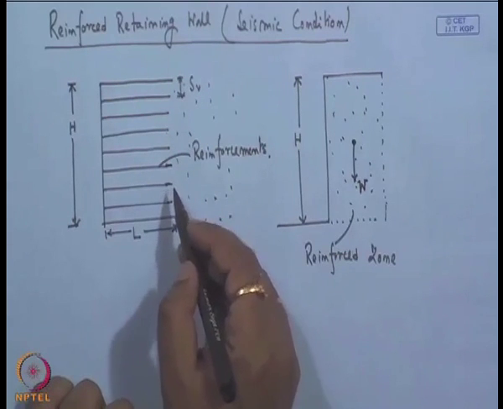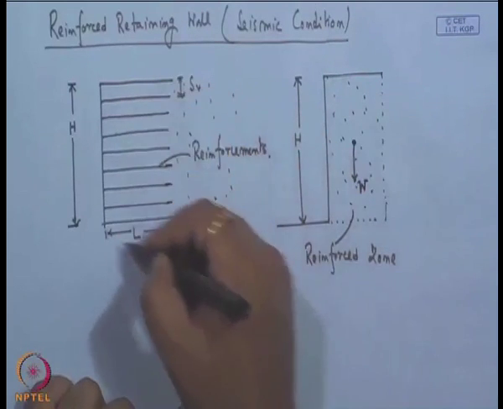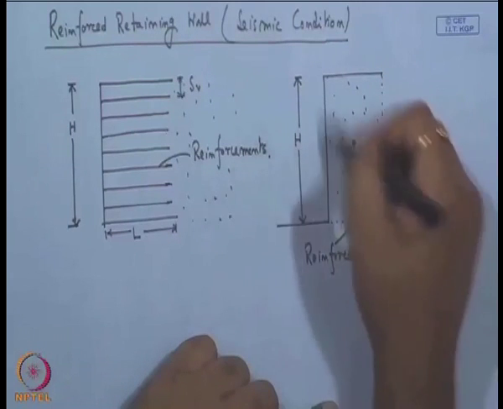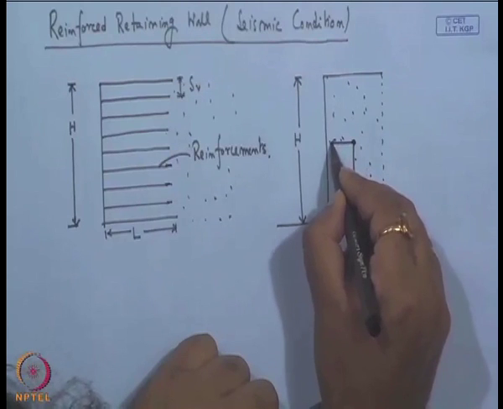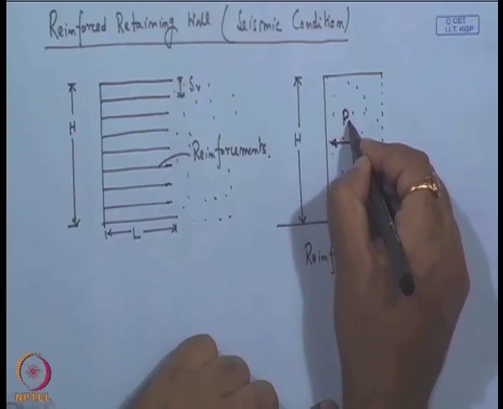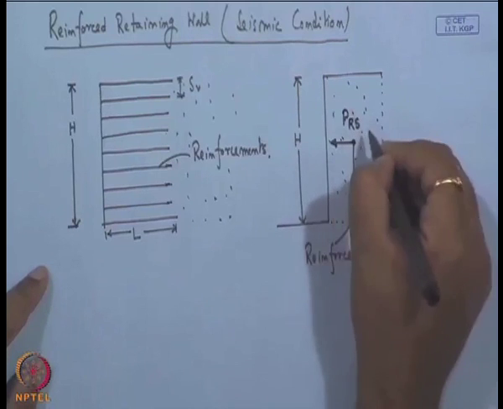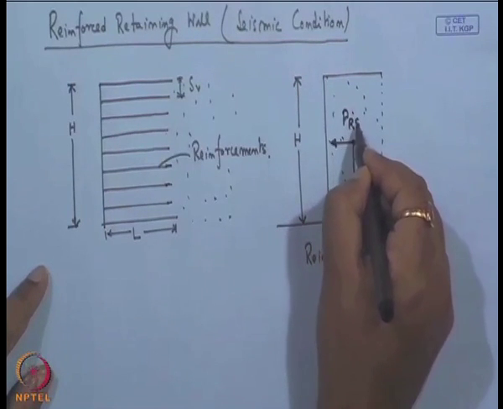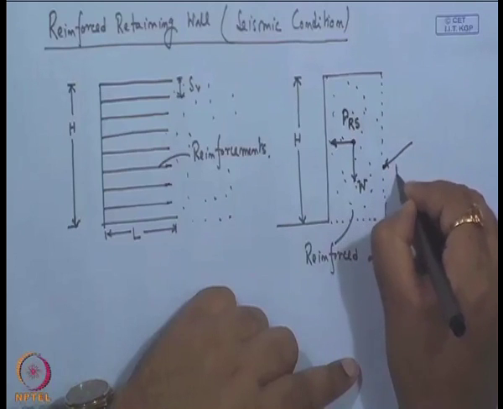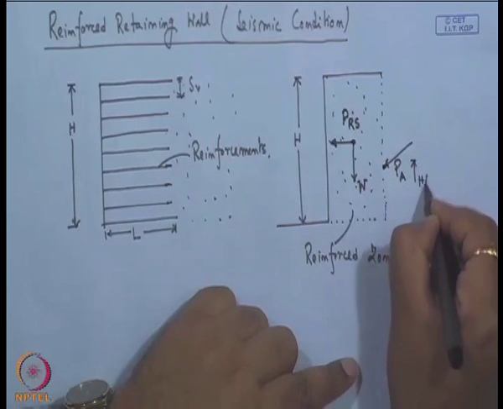How to design the retaining wall and how to calculate this length and spacing have already been discussed. So, we design this retaining wall under static condition, and then we will get this reinforced zone, with this length and height. Here we will apply the horizontal pressure, P_RS, the horizontal force in the reinforced zone in the seismic condition. Here P_A is the active pressure, and that will act at a height of h by 3.